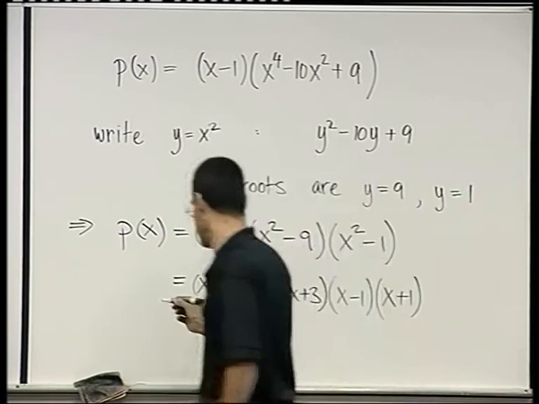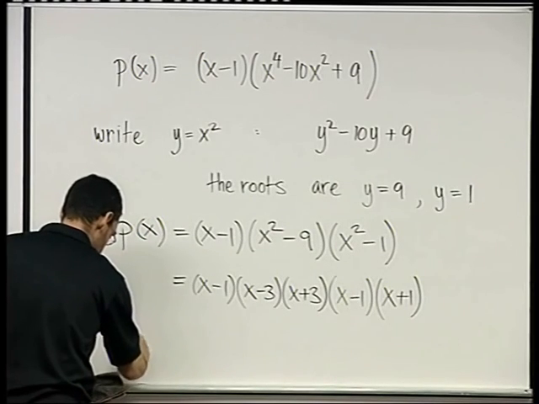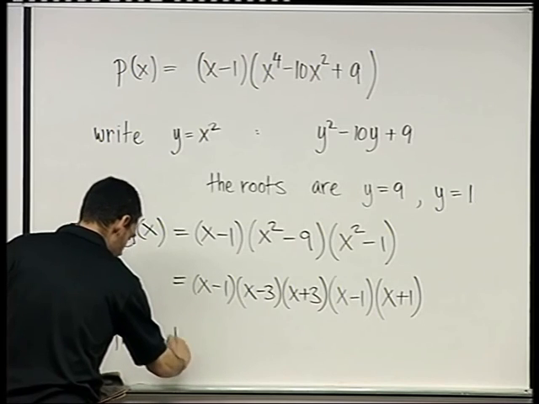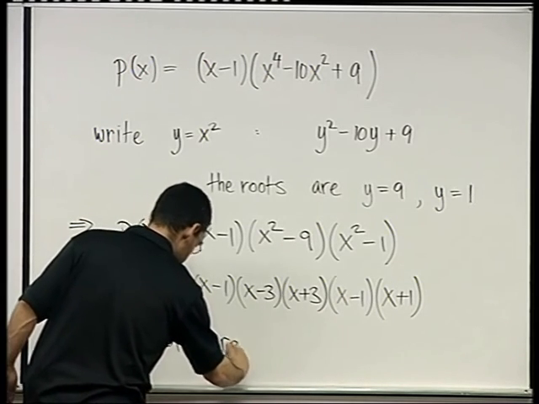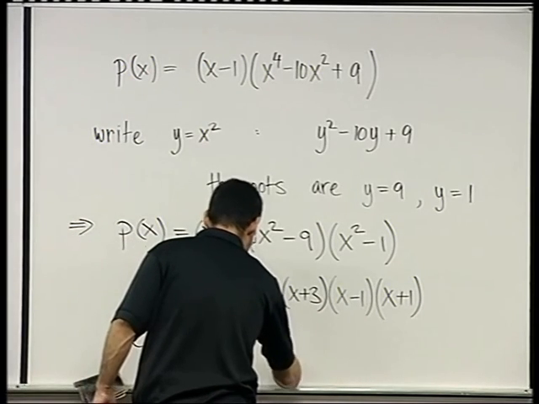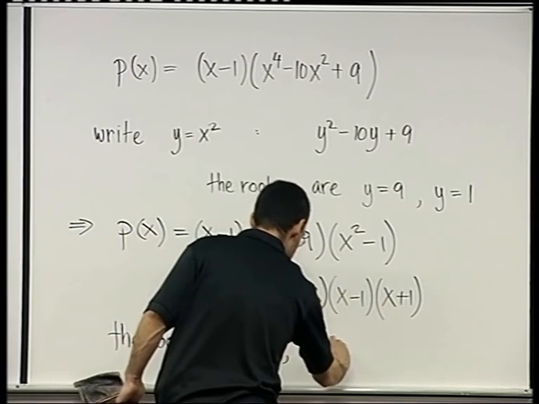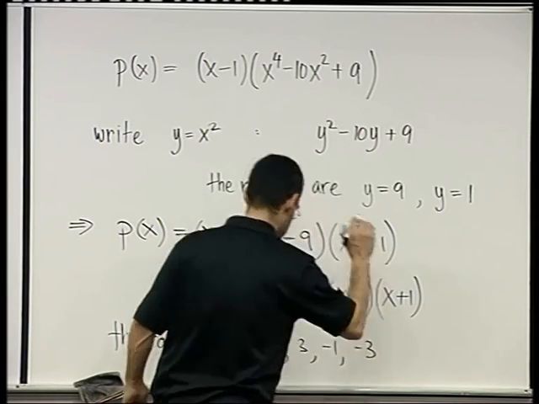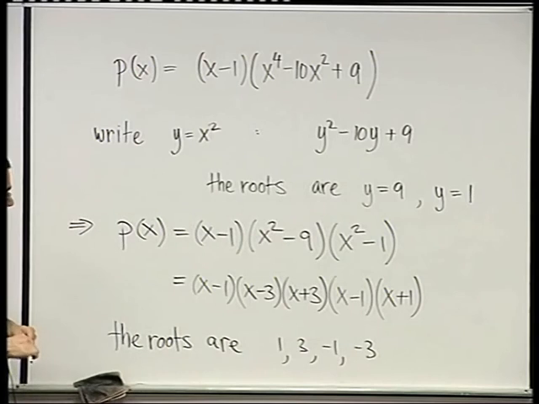So 1, which we found originally, in fact, is a root of multiplicity 2. Okay, so the roots are 1, 3, -1, and -3. Those are the roots of this polynomial of degree 5.